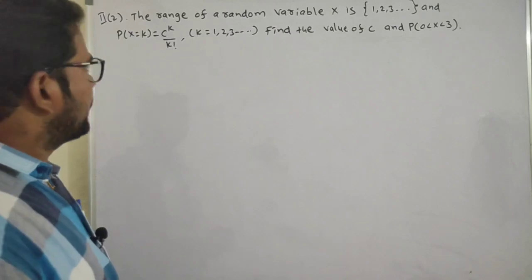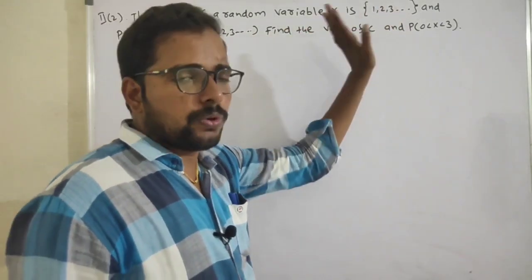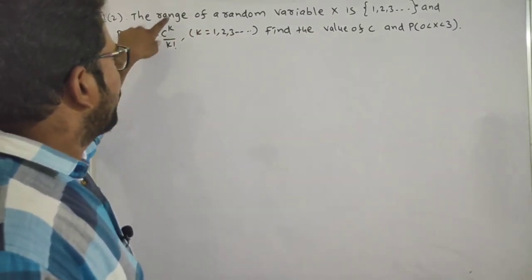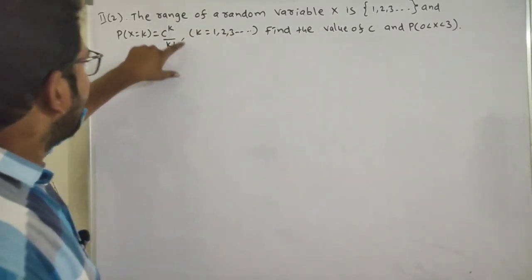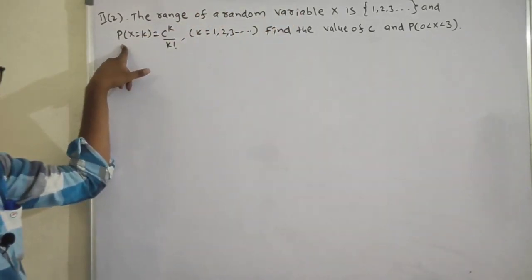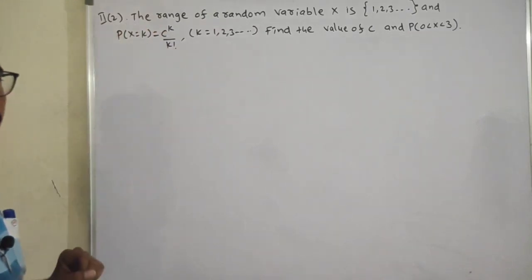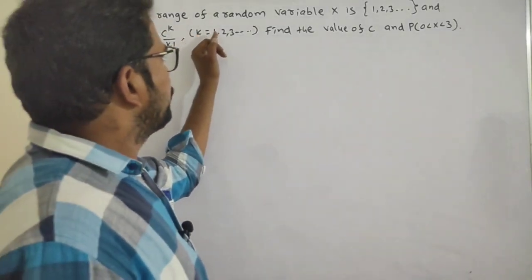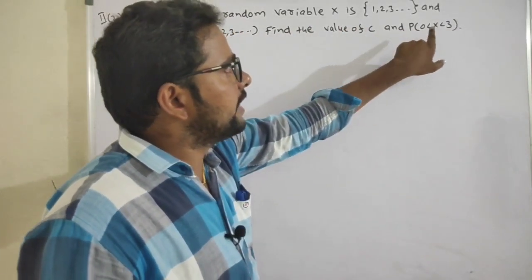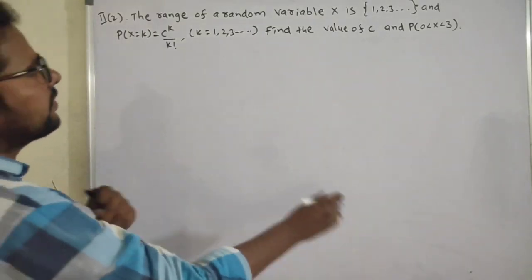Now second question. The range of a random variable x is 1, 2, 3 and so on, and P of x equal to k is equal to c power k by k factorial, where k is equal to 1, 2, 3 and so on. Here the probability of this variable x is given by this relation. Find the value of c and P of 0 less than x less than 3.